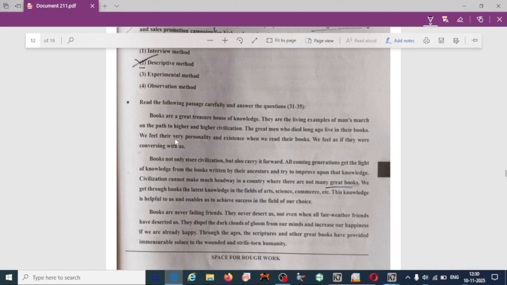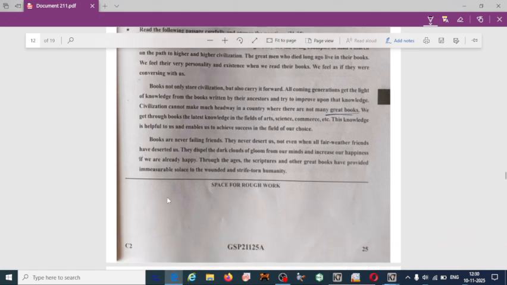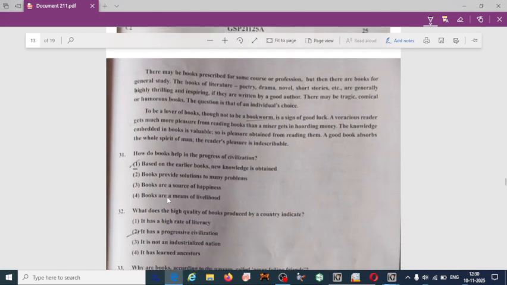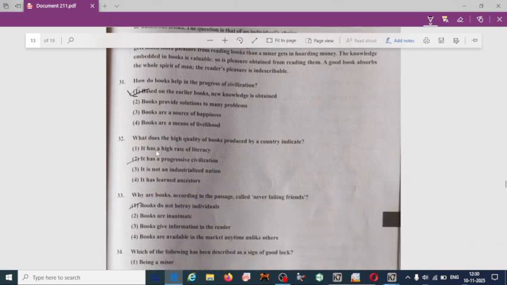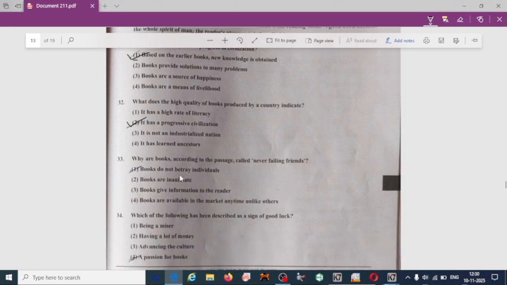So this is the passage they have given. You should read it carefully so that you can answer the given questions properly. How do books help in the progress of civilization? Option A is correct. Based on the earlier books, new knowledge is obtained. What do the high quality books produced by a country indicate? Option 2 is correct. Why are books, according to the passage, called a never failing friend? Option A is correct. Books do not betray individuals.